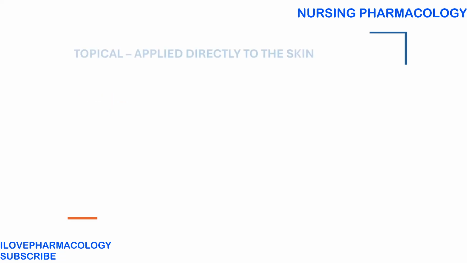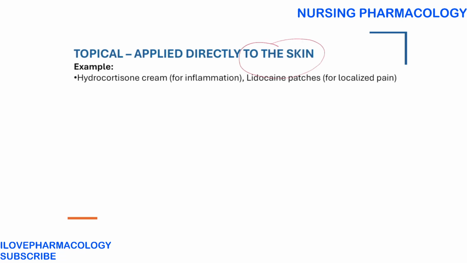And next, coming to the drugs which are given through topical route. Topical route means these are the drugs which are applied directly onto the skin surface. So here the example is the hydrocortisone cream, which is used most frequently in dermatological conditions to treat the inflammation, and lidocaine patches for localized pain.